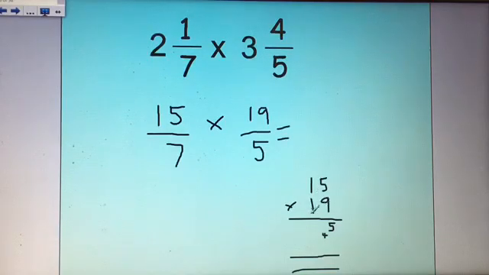And 9 times 1 is 9. Add the 4, makes 13. Then we need our 0, because we are multiplying by a multiple of 10. And 1 times 5 is 5. And 1 times 1 is 1. Add them both together. So that would make 285.